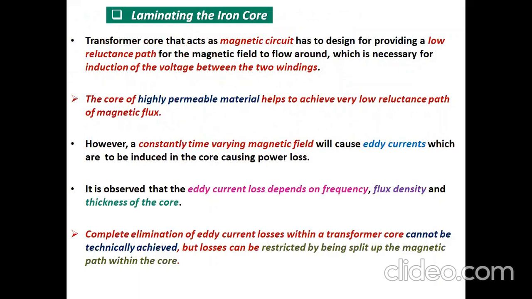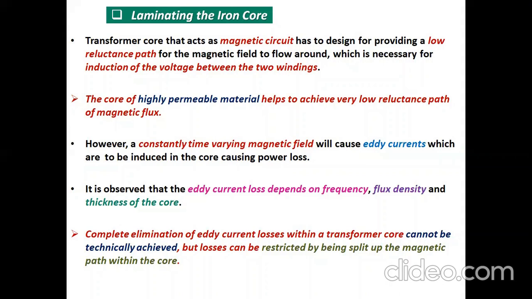Laminating the iron core. The transformer core that acts as the magnetic circuit has to be designed to provide a low reluctance path for the magnetic field to flow around, which is necessary for induction of the voltage between the two windings. The core of highly permeable material helps to achieve a very low reluctance path for the magnetic flux. However, a constantly time-varying magnetic field will cause eddy currents to be induced in the core, causing power loss.